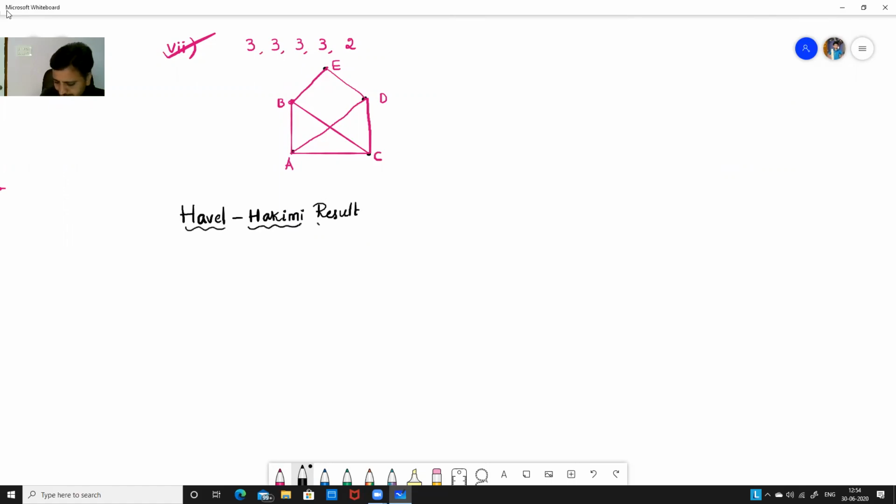Havel-Hakimi result says that they will provide two sequences. First, I'll write the theorem. Afterwards, I'll explain what is the importance of a Havel-Hakimi result.